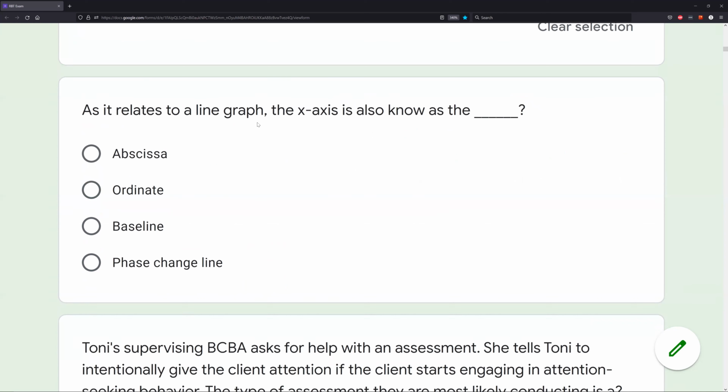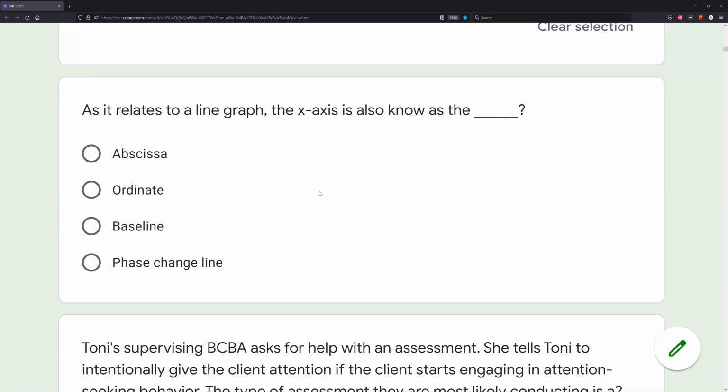As it relates to a line graph, the x-axis is also known as the what? This is just one of those definition questions, okay? When they ask you graphing questions, it's hard, if they don't give you a graph to analyze, to ask graphing questions that don't relate to definitions. So you just need to know that part of the study guide where we define these terms. And the x-axis, where time goes, is also known as the abscissa. The ordinate is the y-axis. Just something you need to know, okay? There's no trick to it. That's just one of those things where fluency really comes into play.